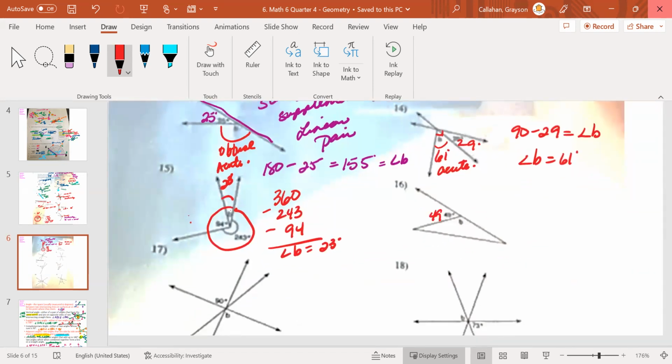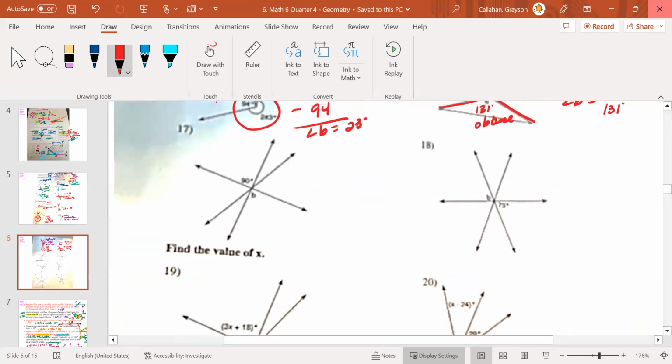16, I think that says 49. Do you see how they create a straight line right here between the two different angles? So 49 degrees plus angle B equals 180 degrees. To get angle B by itself, you take 180 minus the 49, which is going to give you 131 degrees. And that makes sense because angle B looks like it's obtuse.